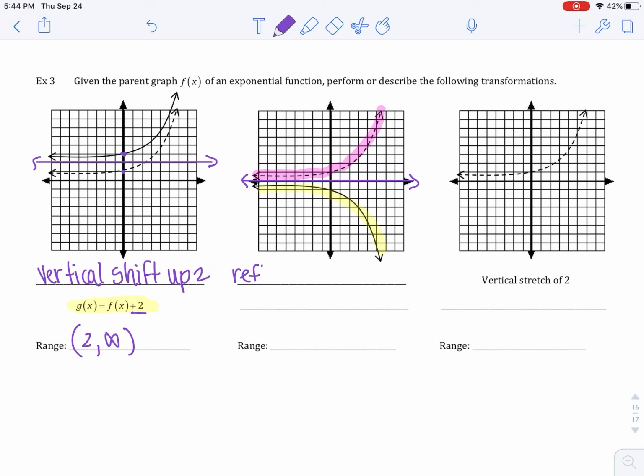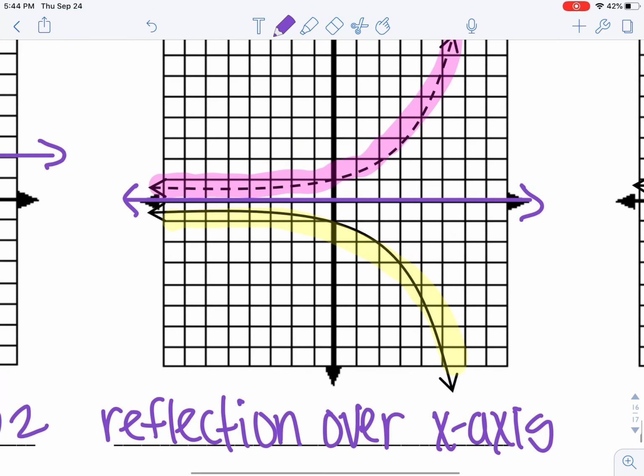So we have a reflection over the x-axis. And it doesn't look like it shifted, because if I look really closely here, guys, I'm going to do it in green. This was 1 box away from the asymptote line, and so is this one. So it looks like it just got reflected.